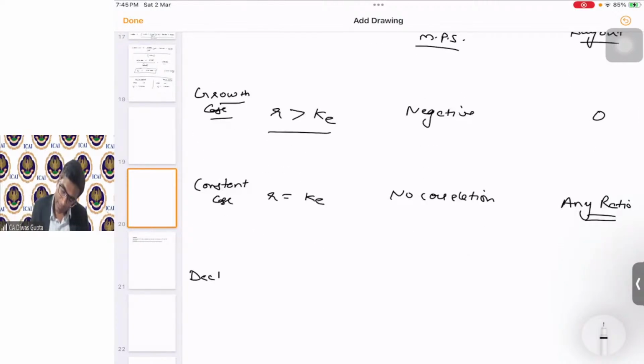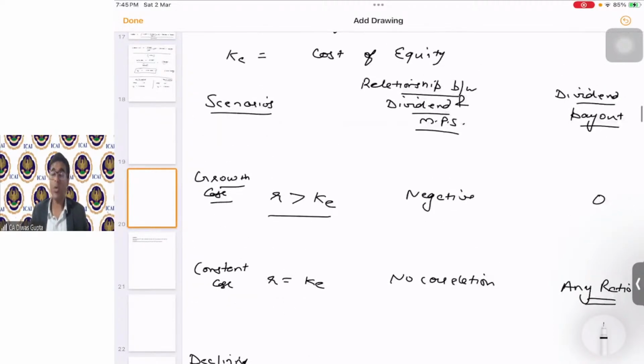Then comes declining case where R is less than KE. So R is, let's say, 18% and cost of equity is 20%. Shareholders expect 20%, but the company is able to deliver only 18%. Now, what shareholders will say? Shareholders will say that better you give us our money back in the form of dividend. I will invest it at another place where I'm getting 20% because my expectation is 20%. I would not want the funds to be invested with the company because the company is giving me 2% less.